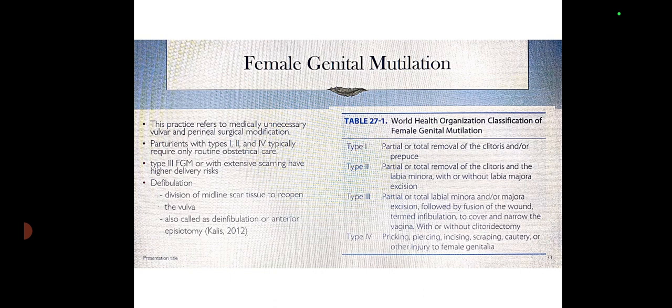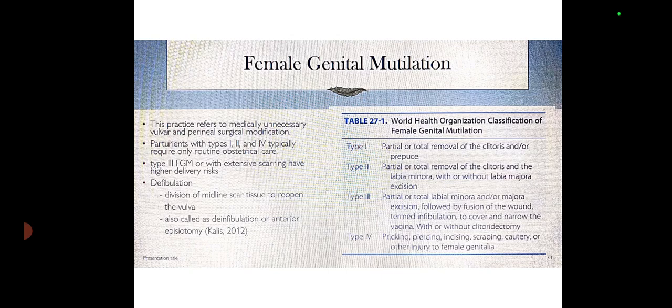Female genital mutilation. This practice refers to medically unnecessary vulvar and perineal surgical modification. Parturients with type 1, 2 and 4 typically require only routine obstetrical care. Type 3 FGM or those with extensive scarring have a higher delivery risk. Defibulation, the division of the midline scar tissue to reopen the vulva, is also called anterior episiotomy.